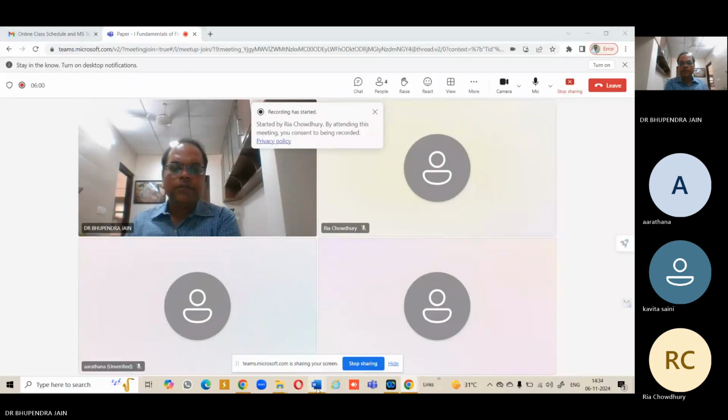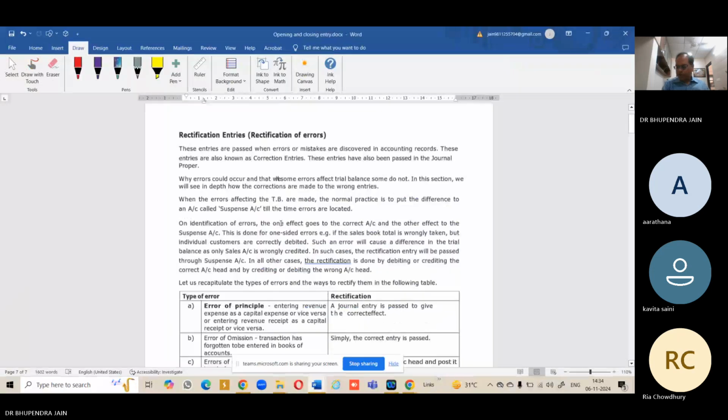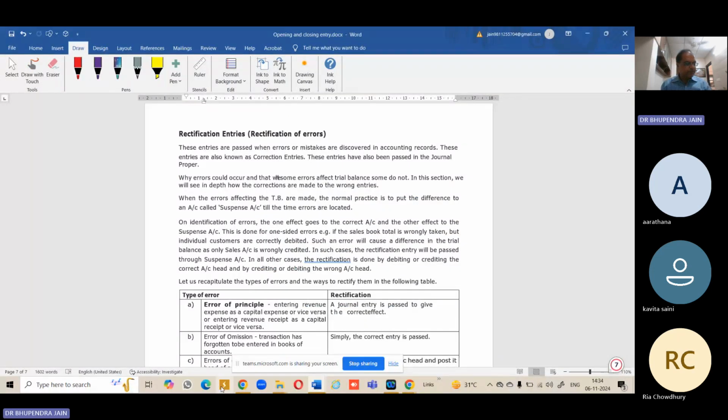Okay, the screen is visible. We have already done this chapter in the last class. We also covered the theory portion as well as one of the practical portions. But from the examination point of view, this chapter is most important, and all the chapters are most important. So today I am discussing the same chapter in slightly more detail.